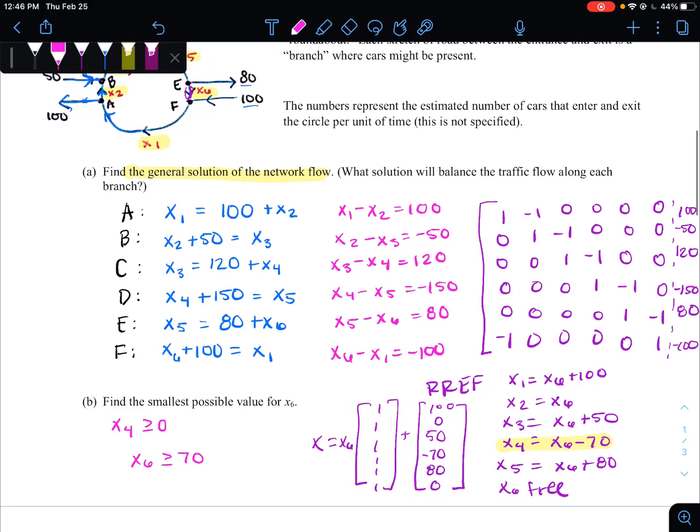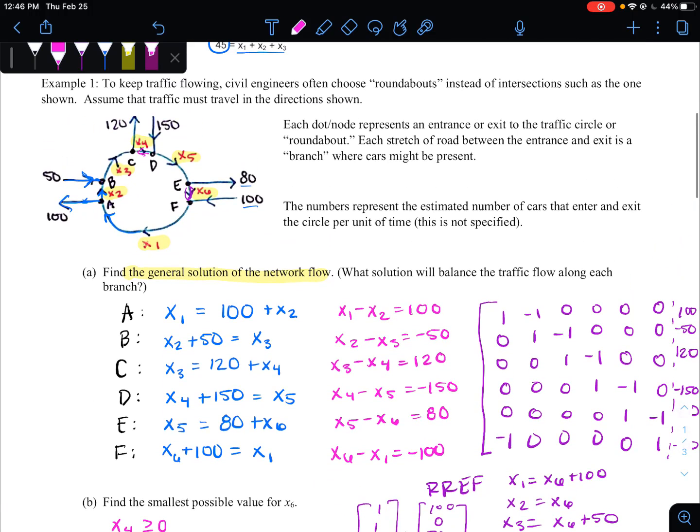Okay, so that's how to find a general solution when we're talking about network flow and applying it to kind of like traffic circles or walking patterns, that kind of thing. A little bit of civil engineering here.